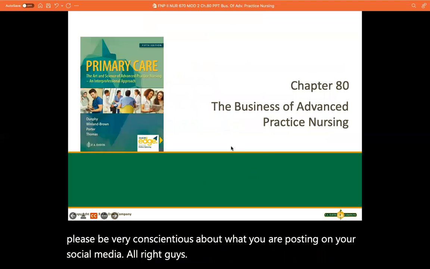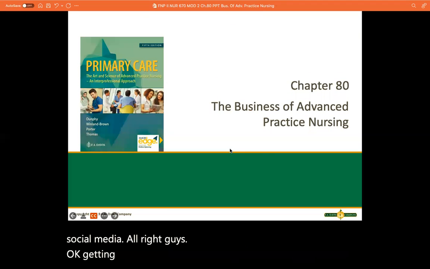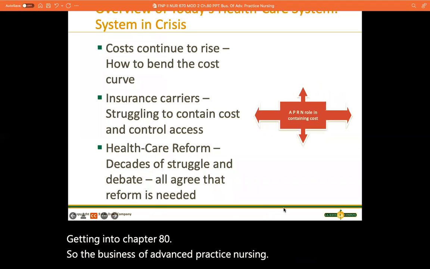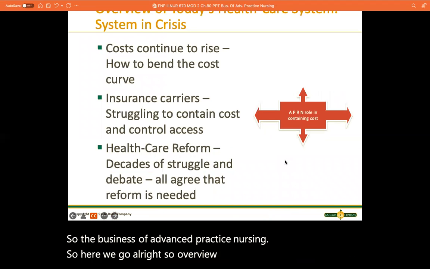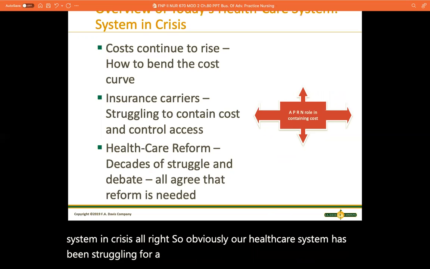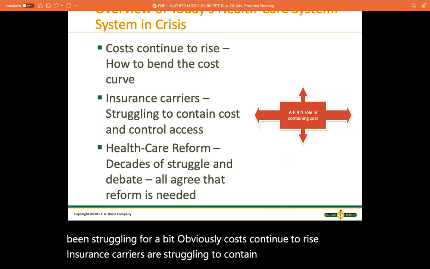Okay, getting into chapter 80, the business of advanced practice nursing. So here we go. All right, so overview of today's healthcare system in crisis. Obviously our healthcare system has been struggling for a bit. Costs continue to rise. Insurance carriers are struggling to contain cost and control access.